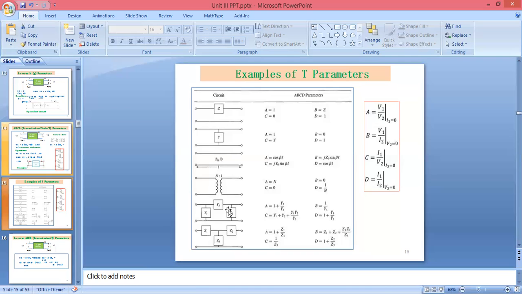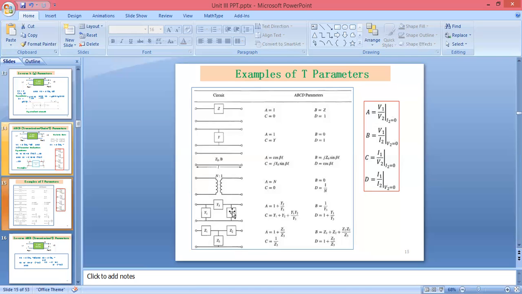You can see here the fifth circuit. What is happening? You are supposed to calculate the value for ABCD. If you are calculating for A, we are having the formula V1 upon V2. But if you see about V1, you know you are supposed to calculate here V1 for this port and for this port also, for Y1 and Y3 also. If you are calculating, you will get A equal to 1 plus Y2 upon Y3.